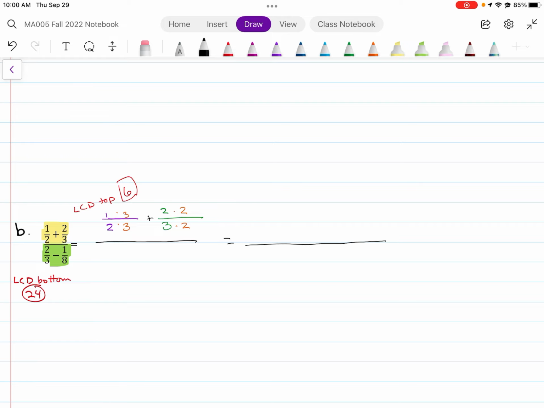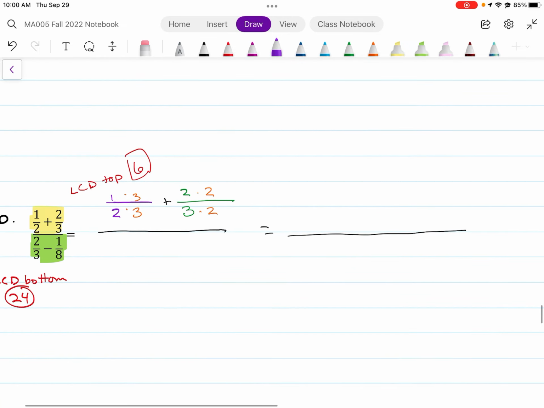Okay, so now 1/2 times 3/3 is going to be 3/6. So I get 3/6, and then I get plus, then this one is going to be 4/6. Ooh, my bar didn't need to be quite so long, did it? So I'm going to shorten that. There we go. So 3/6 plus 4/6.